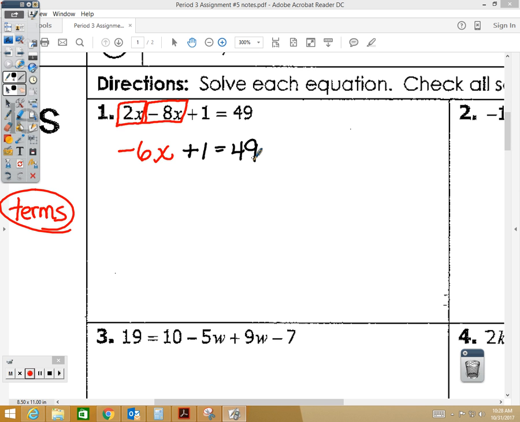So now we have 2 terms. So since we have 2 terms, we can actually solve. Which number, the negative 6 or the 1, should I get rid of first? The 1. So I'm going to get rid of the 1 by subtracting 1 from both sides of my equation. And when I do that, I end up with negative 6x equals 48. And my last step is to get rid of this negative 6. So I'm going to divide by negative 6. Very good.